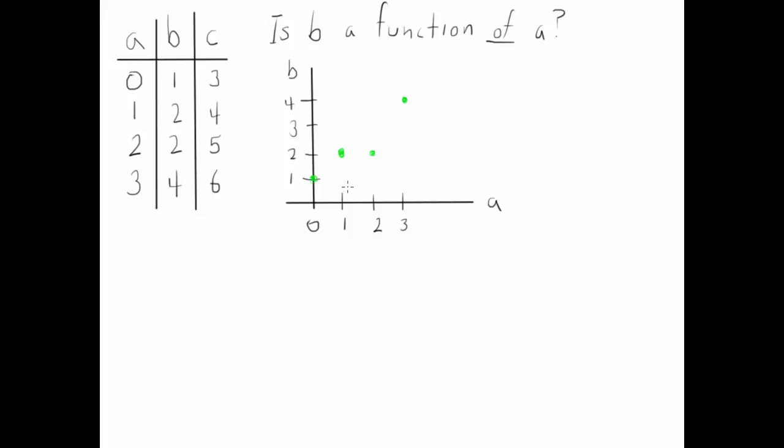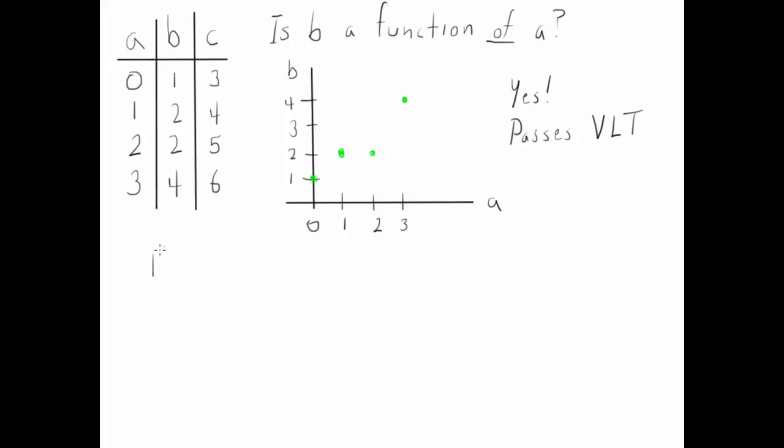So now we can answer the question. The answer is yes. And we can tell because this graph passes the VLT, the vertical line test. Because if I draw any vertical line, it's going to hit at most one point. Another way of thinking about this is saying for every input I have exactly one output. So if my input is 0, I have no choice. I have to answer 1.